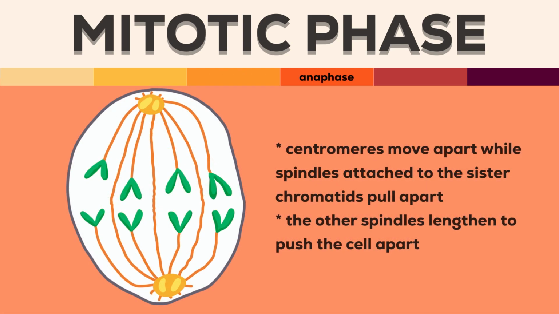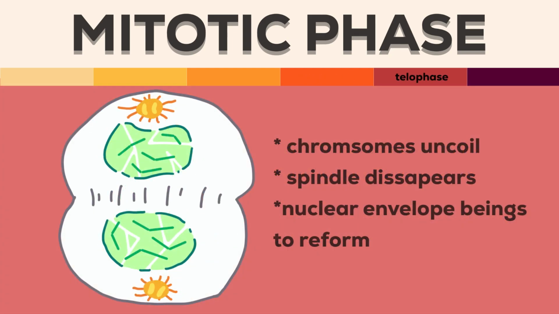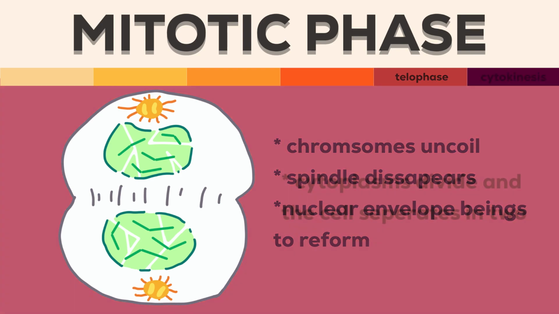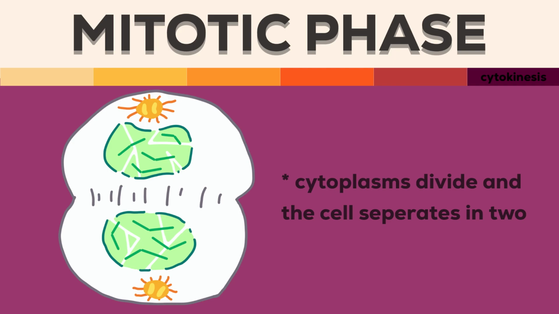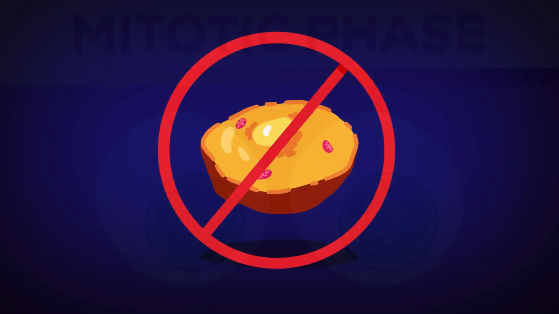Now in anaphase, the centromeres pull apart, expanding the cell. In doing so, the sister chromatids separate. The spindles attached to the chromosomes shorten, while spindles attached to each other lengthen to push the centromeres apart, thus expanding the cell. Telophase and cytokinesis happen concurrently. In telophase, the chromosomes uncoil into chromatin, the mitotic spindle retracts, and the nuclear envelope begins to reform. During cytokinesis, the cytoplasm divides alongside the cell.